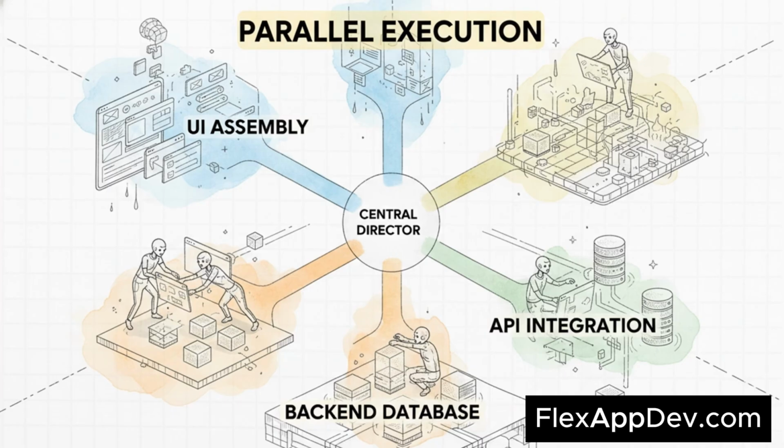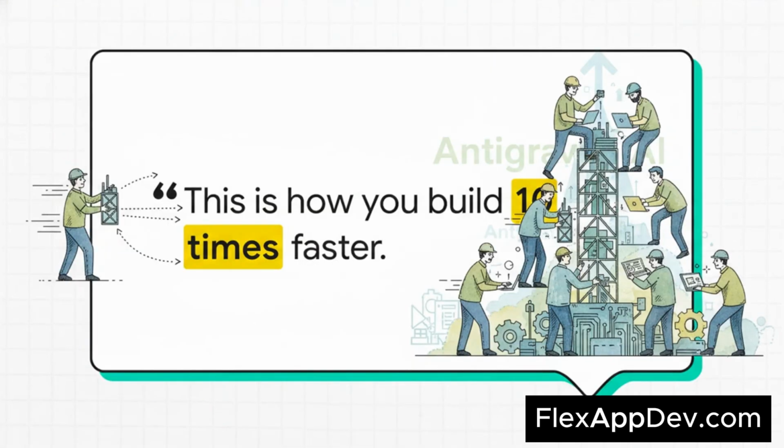And now, this is where the real magic kicks in: parallel execution. You don't have to wait for one thing to finish before starting the next. You can actually spin up multiple agents at the same time. You can have one building the front end, another one on the backend API. They all work in parallel. And what's the result of all this? It's simple. Instead of a single coder working step by step, you have an entire team building all the pieces at once. This is how you literally build 10 times faster. It's a total paradigm shift.